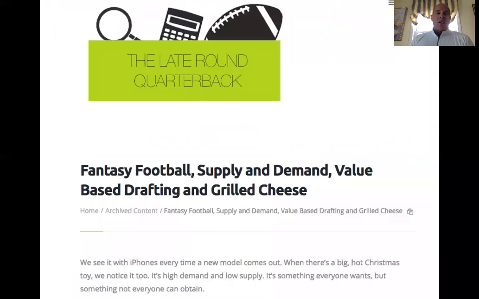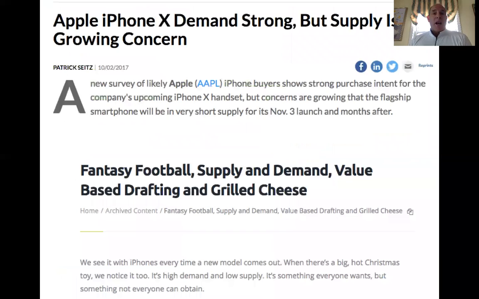Even fantasy football has an understanding of this: there are very few elite quarterbacks, and the demand is going to be on those. And even Apple with the iPhone is impacted by the law of demand. You have to be aware of these things to be able to make a profit, and it's all about making a profit.